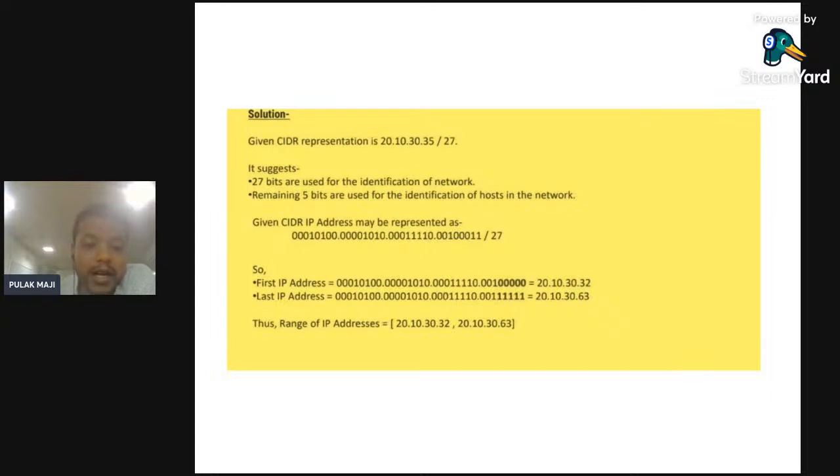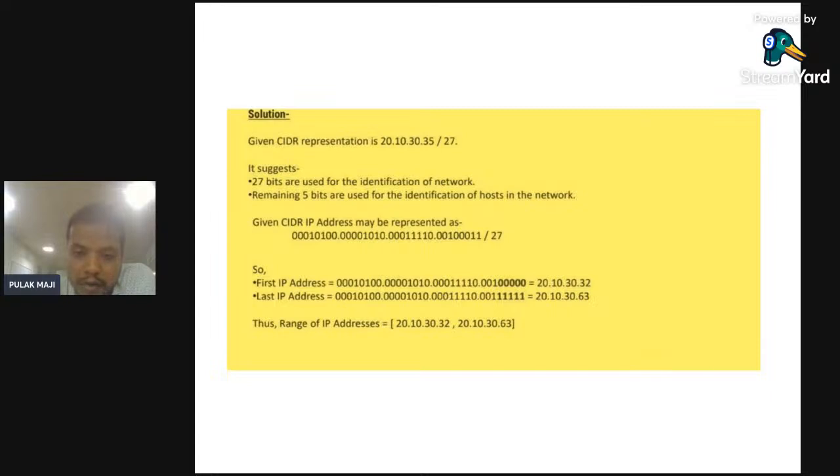So how can we work? See the first IP address. Up to here we cannot disturb anything because this total is 27 bits. For the remaining 5 bits, what is the minimum value? 00000. And what is the maximum value? 11111. Now if I convert this total, the 20.10.30 part stays the same because those 8, 8, 8 bits are the same.